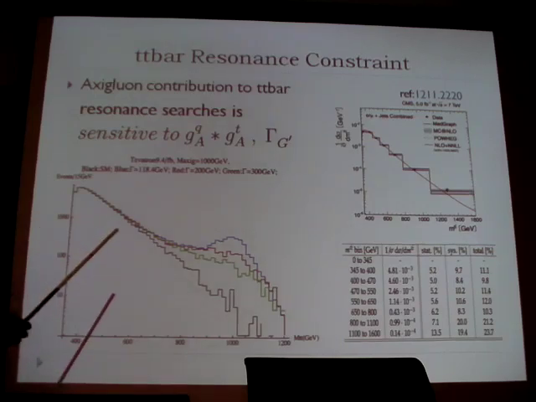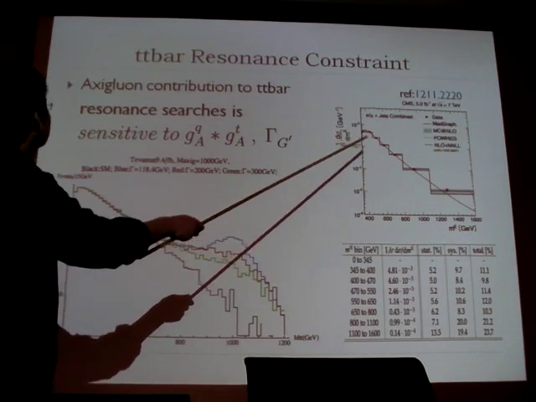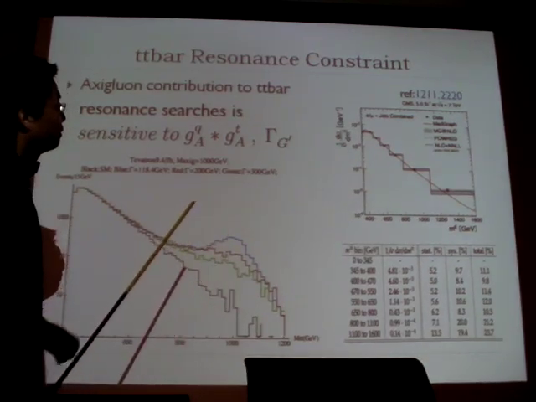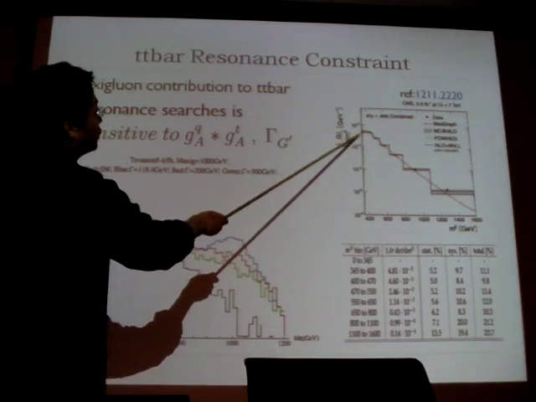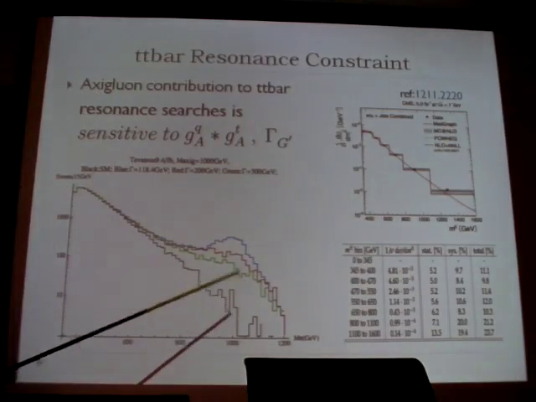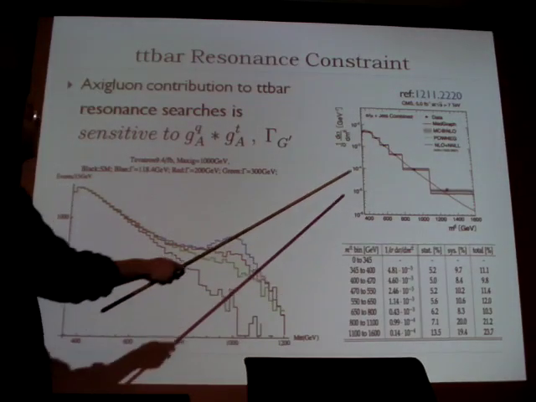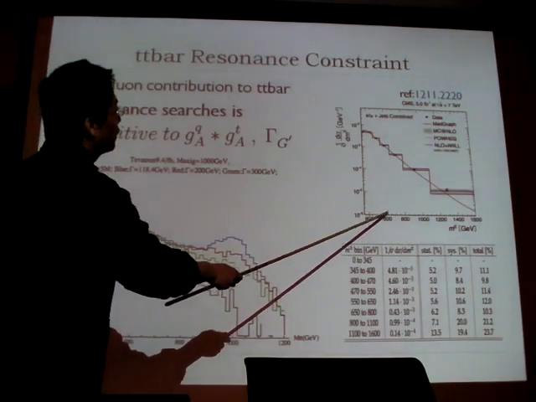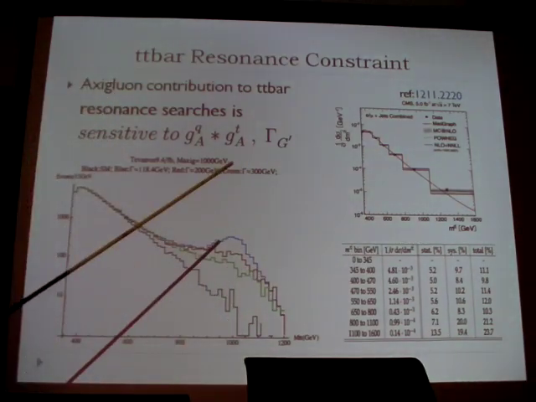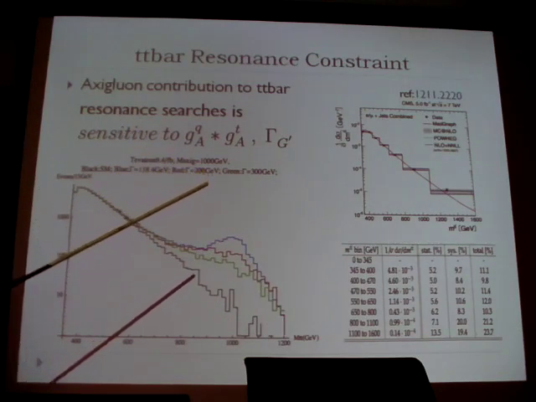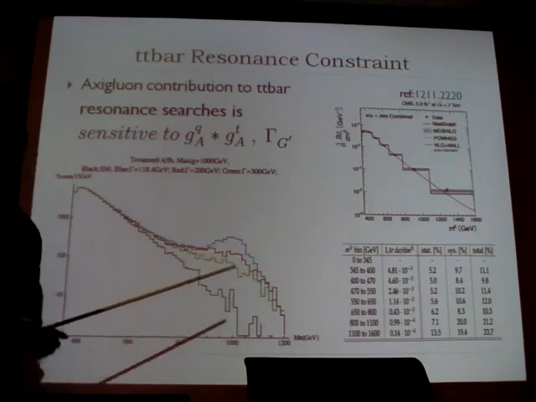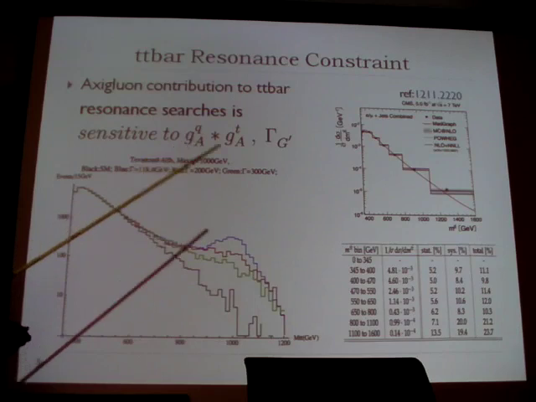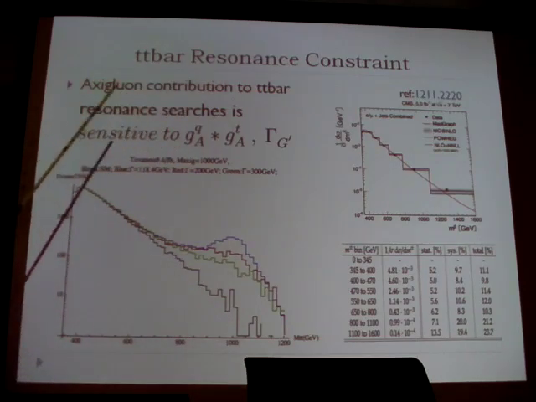Here is a plot from the CMS paper. The black dots are experimental data, and the red line is the standard model simulation. We can see that at the low invariant mass region, the experimental data agree with the standard model prediction very well. That means at the low invariant mass region, the Axigluon will suffer from the resonance constraints strongly.